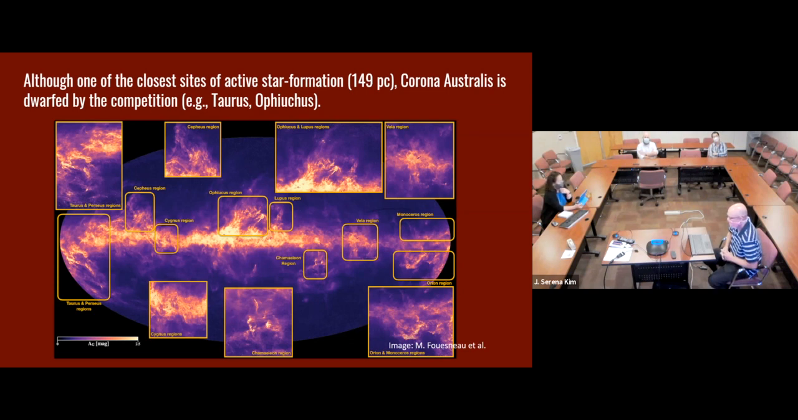So here we have an image of the galaxy in extinction, and you can highlight the nearby star forming regions. And so first you notice that they're actually quite large on the sky. And then you'll next notice that Corona Australis isn't even labeled on this. So I'll label it for you. There it is. You can see that it actually is a distinct feature on the sky. It's just dwarfed in comparison.